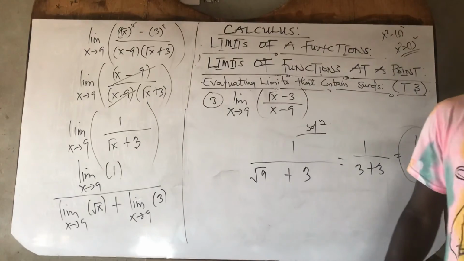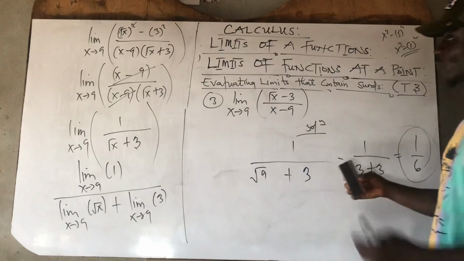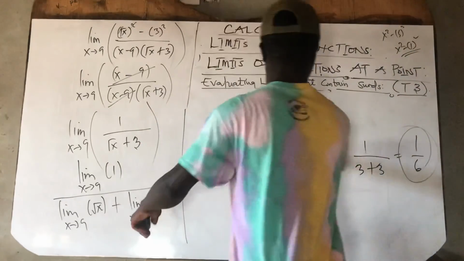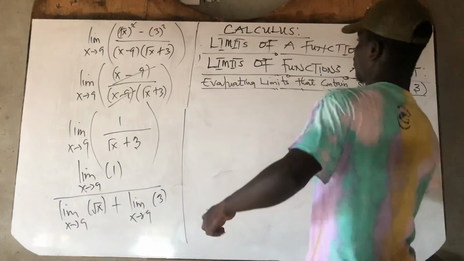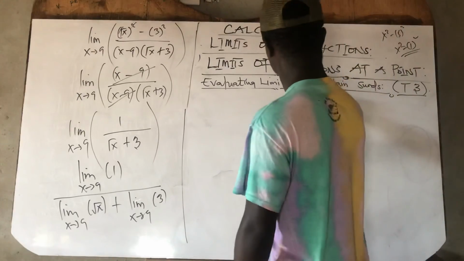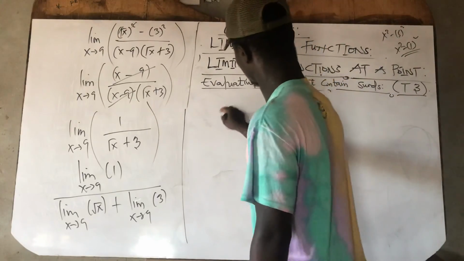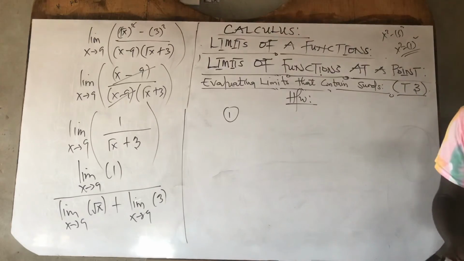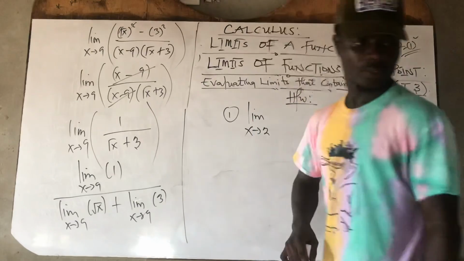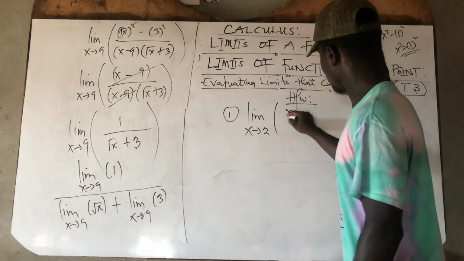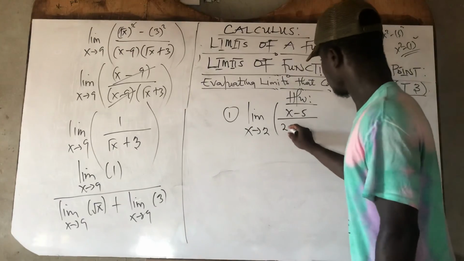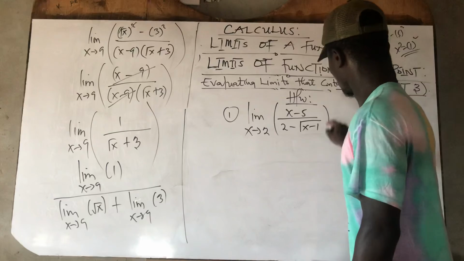So let me give you more examples. So let's say 3, 4 examples. Then you try it yourself. So that's homework. Another homework on evaluating limits that contain surds. They said evaluate the following limits. 1. The limit as x approaches 2 of x minus 5 all on 2 minus square root of x minus 1.